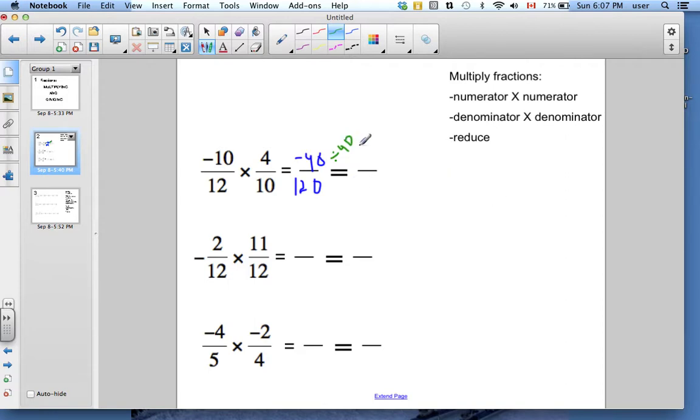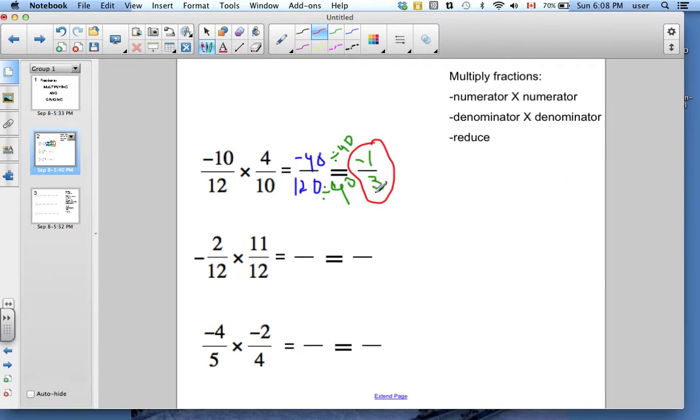Negative 40 divided by 40, so anything divided by itself gives you 1. Negative and a positive give you a negative, so we're going to get negative 1. 120 divided by 40 gives us 3. They're both positive, so it's okay. So I'm going to write my division here, divided by 40. Gives us 3. So our final answer here is negative 1/3. That's reduced to its lowest terms.